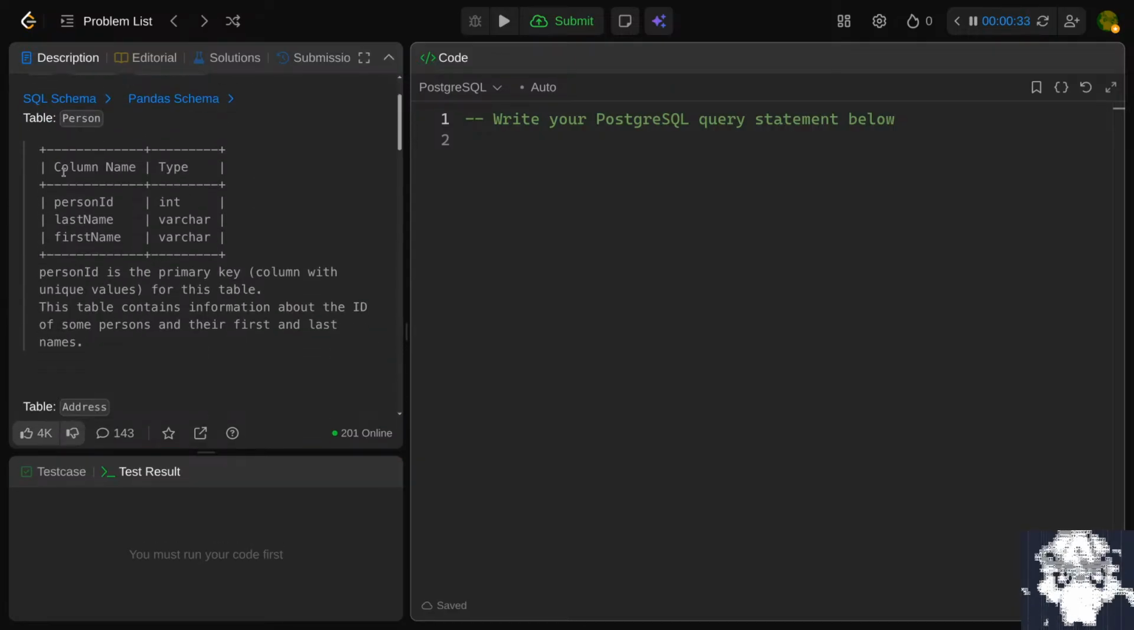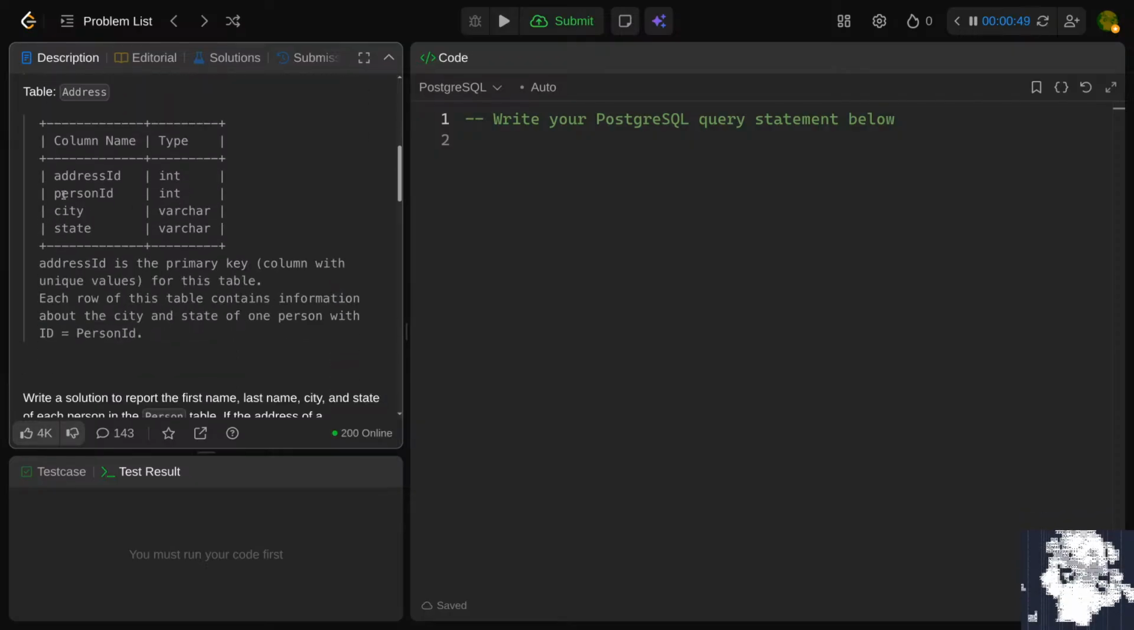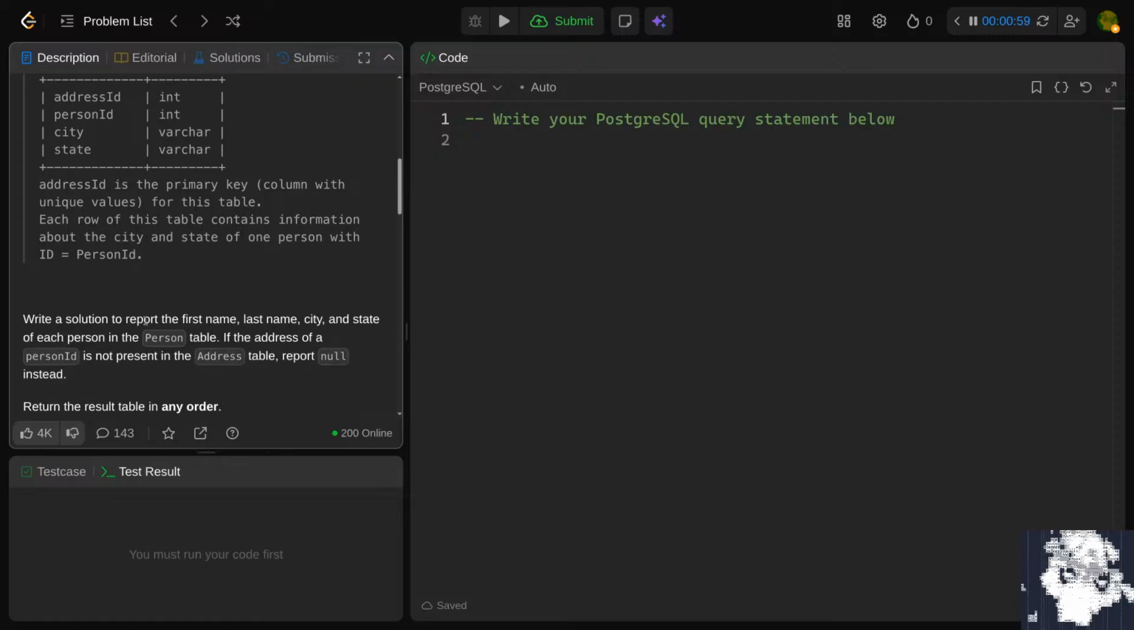Combine two tables. Column name, type: person ID int, last name varchar, first name varchar. Person ID is the primary key, a column with unique values for this table. This table contains information about the ID of some persons and their first and last names. Table address. Column name, type: address ID, person ID, city, state. Address ID is the primary key. Each row of this table contains information about the city and state of one person with ID equals person ID.